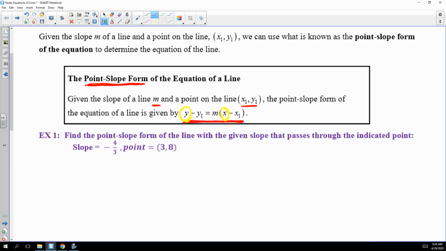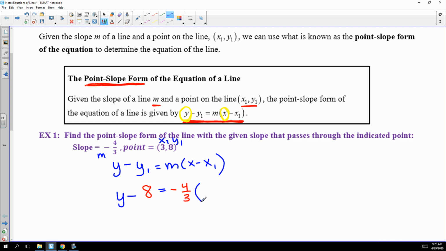We're going to write the point slope form equation of a line that's passing through this given point. So the formula is y minus y1 equals m times x minus x1. And then we're going to plug in this value for m, 3 for x sub 1, and 8 for y sub 1. So we get something that looks like y minus, and we'll substitute 8 in for y sub 1, equals, and we'll substitute negative 4/3 in for the slope, times x minus, and we are going to substitute 3 in for x sub 1. And that is point slope form.